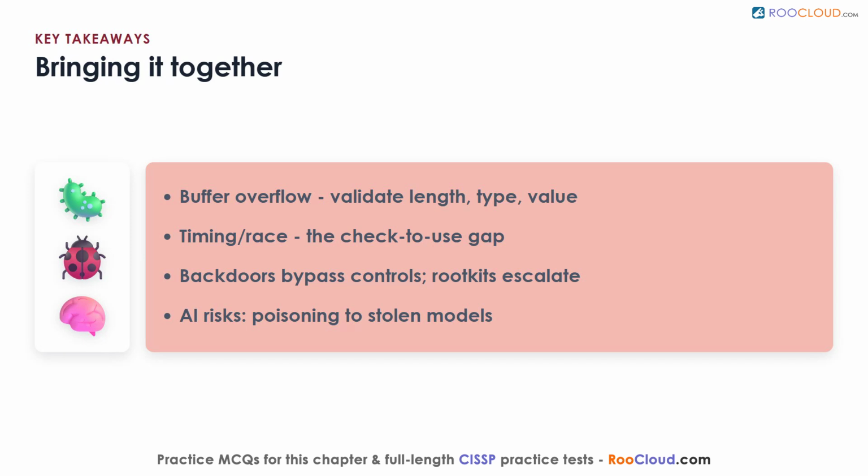Privilege escalation, often via rootkits, turns a small foothold into full administrative control, and steady patching blocks most of it. And AI-powered software adds fresh risks, from poisoned data to stolen models, defended by validation, monitoring, and tight boundaries. Name the pattern, and you can prescribe the fix.